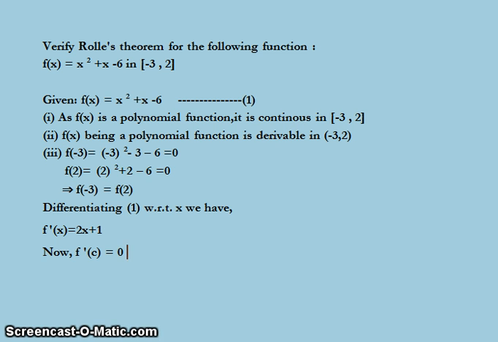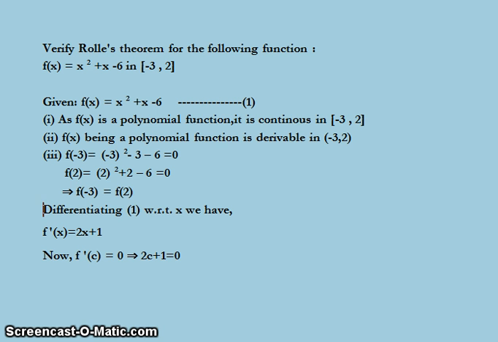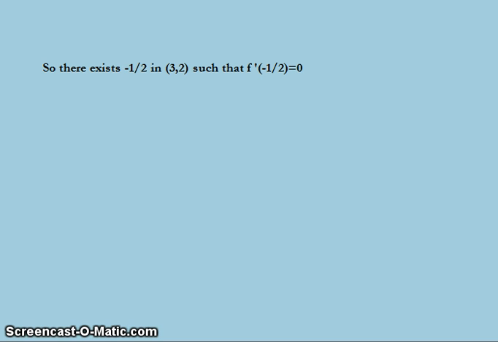Now f'(c) is equal to 0. This implies that 2c plus 1 is equal to 0. This gives us a value of c equal to -1 by 2. So there exists -1 by 2 that belongs to the interval -3 to 2, such that f'(c), that is f' of -1 by 2, is equal to 0. Hence Rolle's theorem is verified for the given function in the given interval.